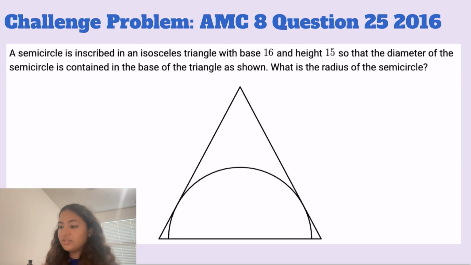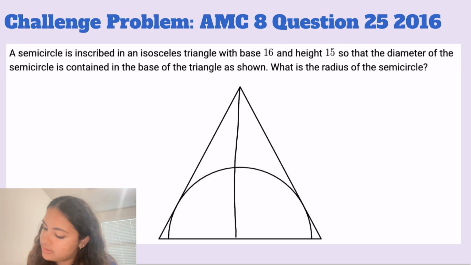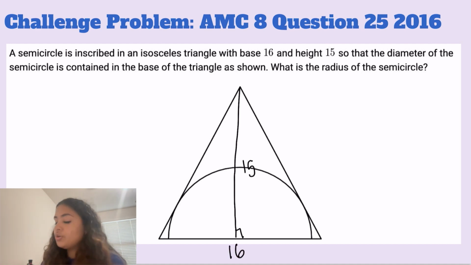So the first thing we want to do is label our drawing. So we have that the height is 15 and that the base is 16. So when we have an isosceles triangle, the altitude is going to split the base in 2 equal sections. So that would make both of these 8. Now we can see we have an 8, 15, 17 triangle, which is one of our Pythagorean triples.